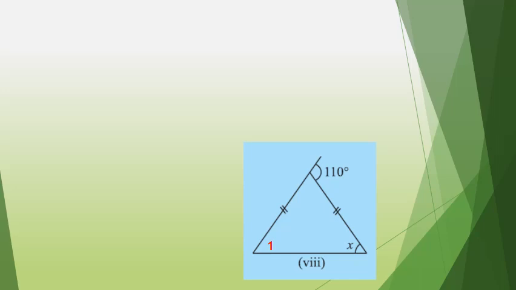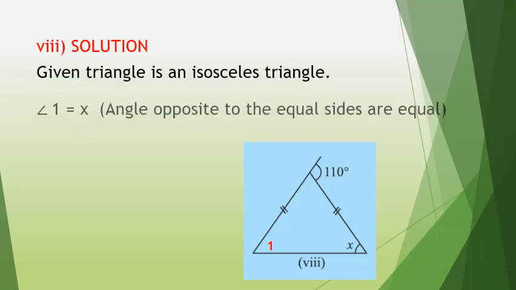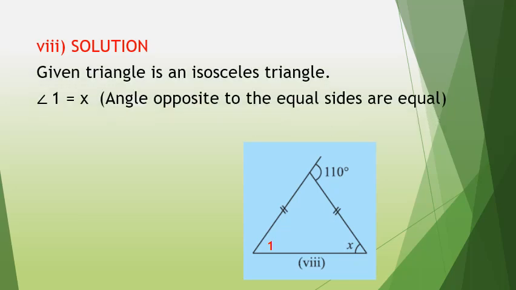Next, our question is question number 8. Here also an isosceles triangle with an exterior angle is given. So we can find the angle opposite to the equal side. Only one angle x is given. So the angle opposite to the equal side of the other angle we can mark as 1. So we can write angle 1 equals x.